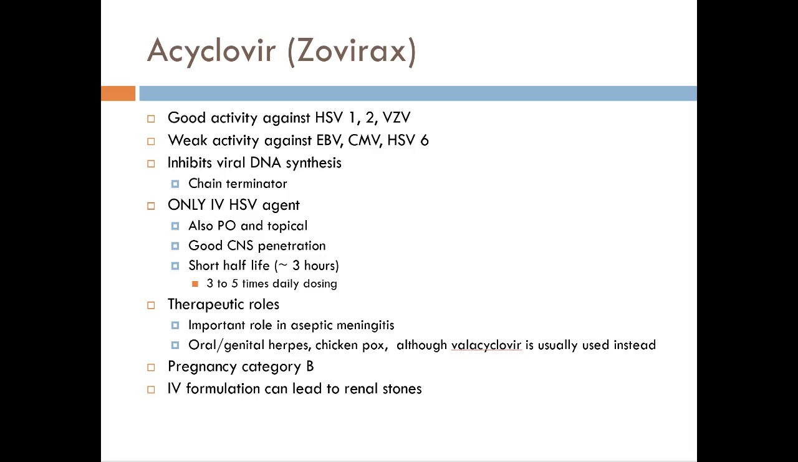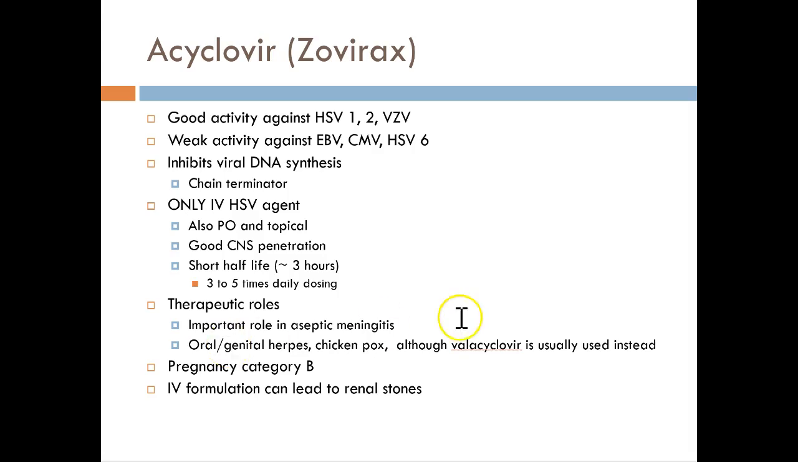So if you have somebody with what we call aseptic meningitis, where they get a herpes simplex virus in their central nervous system, that is the only drug we can use to treat it. So acyclovir is really important from a critical illness perspective as an IV antiviral. It does have really good CNS penetration. The problem is it's got a really short half-life. It doesn't last very long, so you're usually getting 3 to 5 times a day for dosing.